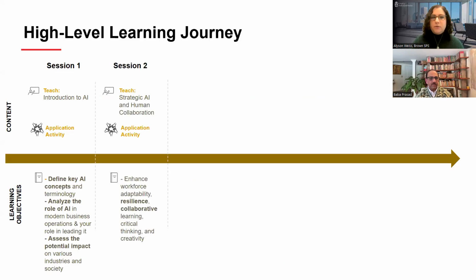In session two, you're going to look at strategic AI and human collaboration, and you'll think about how to enhance workforce adaptability, resilience, collaborative learning, critical thinking, and creativity. One of the key principles behind the way that Bava designed this course is that humans remain equally as valuable, maybe even more so, in this era of AI.